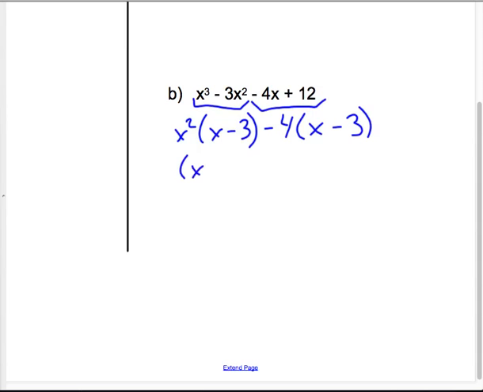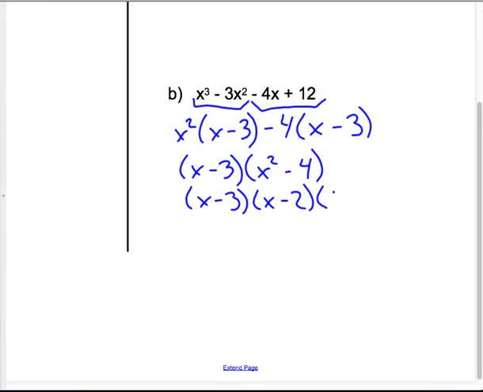Factor out that x minus 3, leaving me with x squared from the first term and negative 4 from the second term. Always check to see if you can keep factoring. I can't factor x minus 3, but x squared minus 4 is a perfect square binomial. So that's x minus 2, x plus 2.